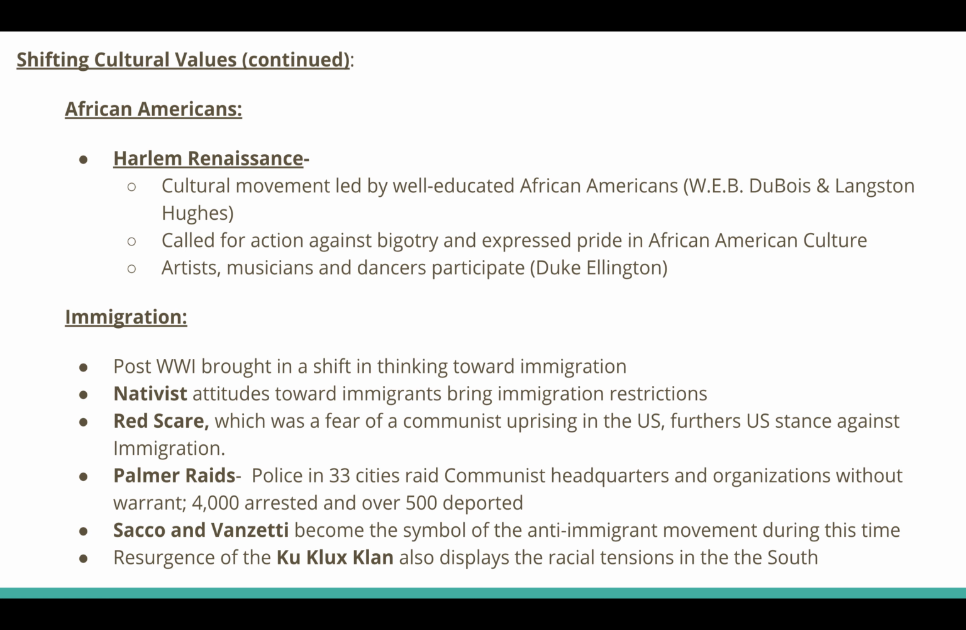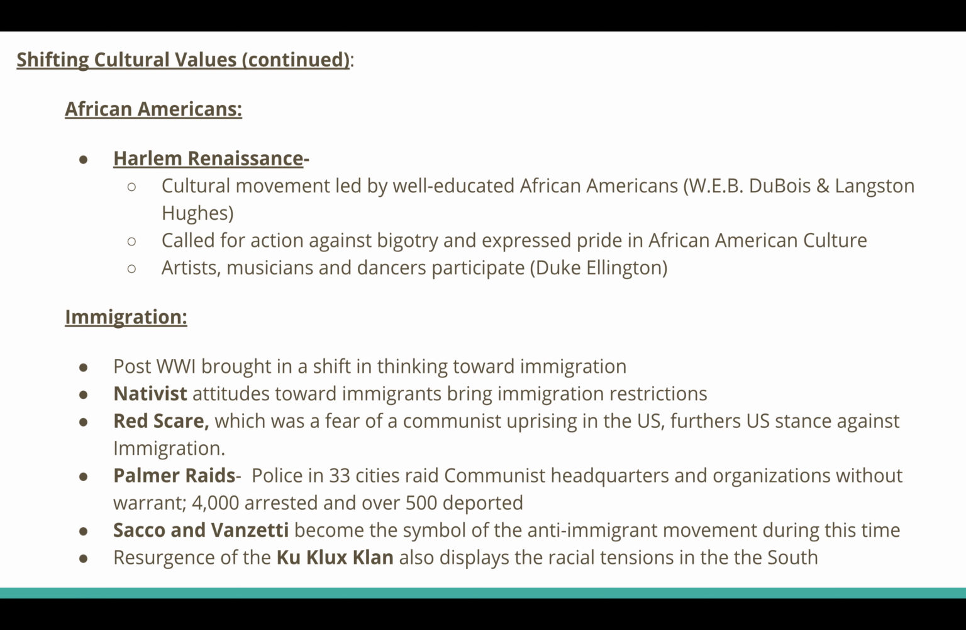An example of how bad the Red Scare was during this time was the Palmer raids. That's when A. Mitchell Palmer goes along and tries to deport communists, accusing them of basically trying to scheme against the United States. Another example of a big anti-immigrant movement was Sacco and Vanzetti from Massachusetts. These were two Italian immigrants. They were anarchists.